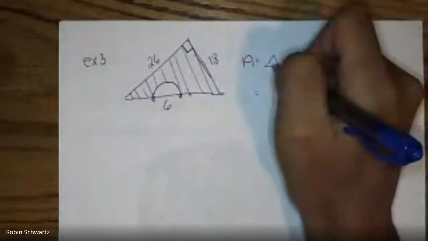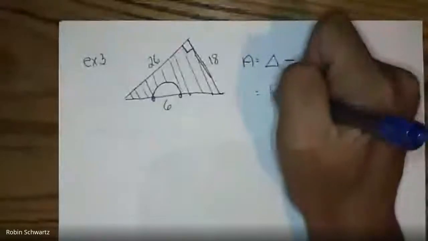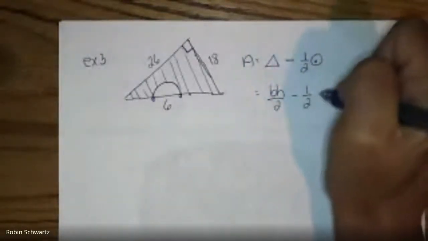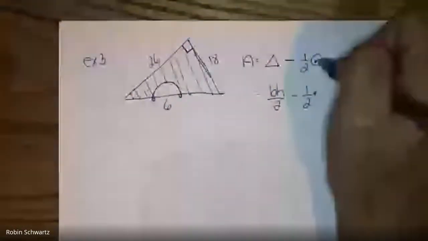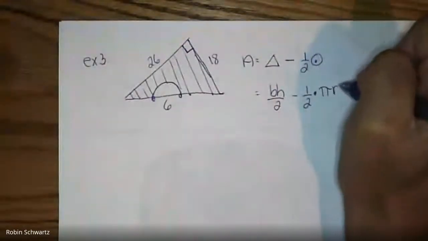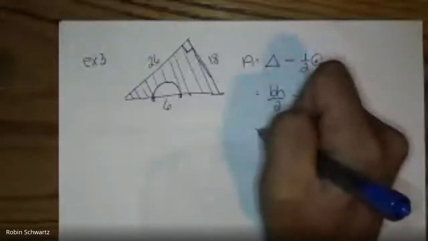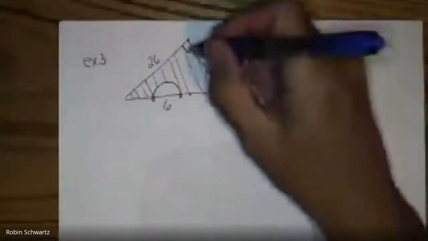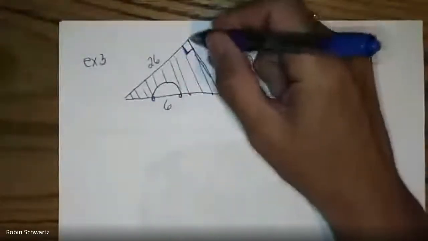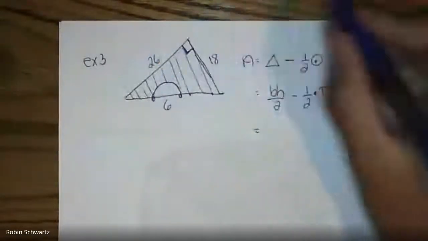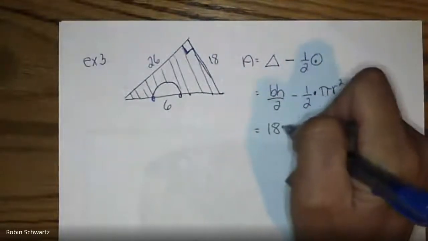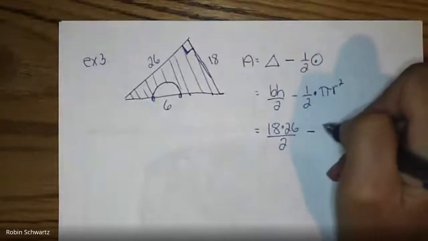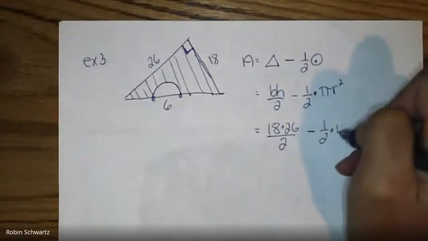Now, formulas. Triangle, I don't even care about this right now. It's just base times height divided by 2. 1/2, because it's a half a circle, not a full circle, pi r squared. So now I'm ready to look at the shapes. The triangle, base and height, right angle is right here. So that means I'm going to use the 18 and the 26. Divide by 2, and then we're going to subtract off 1/2 of a full circle.